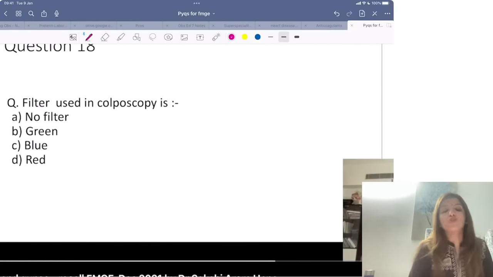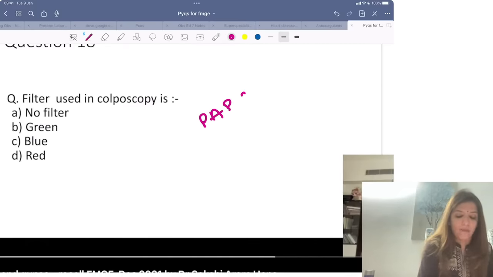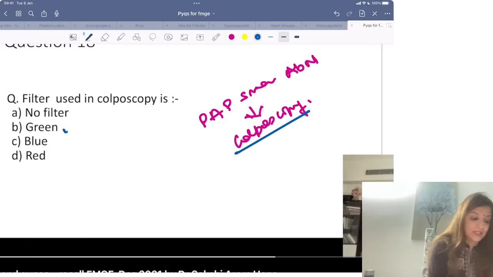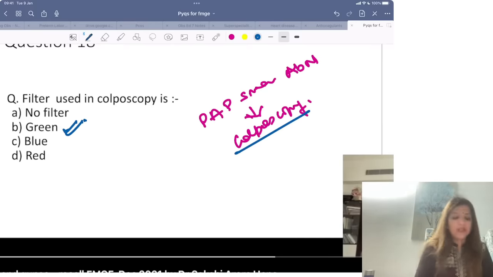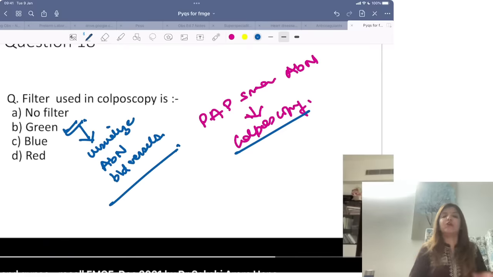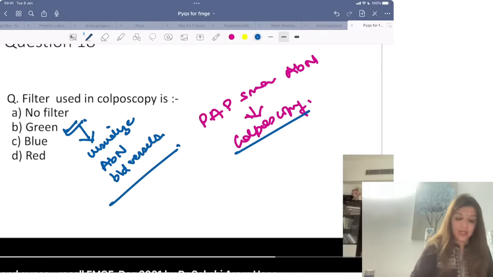Now, the filter which is used in colposcopy. As I told you, colposcopy you have to do if pap smear result comes out to be abnormal. Then it has to be followed by colposcopy. And during colposcopy, we take a biopsy. The filter used in colposcopy is a green filter. With the help of this green filter, you will visualize abnormal blood vessels. So if you are a Marrow subscriber, you know the procedure for colposcopy, right?